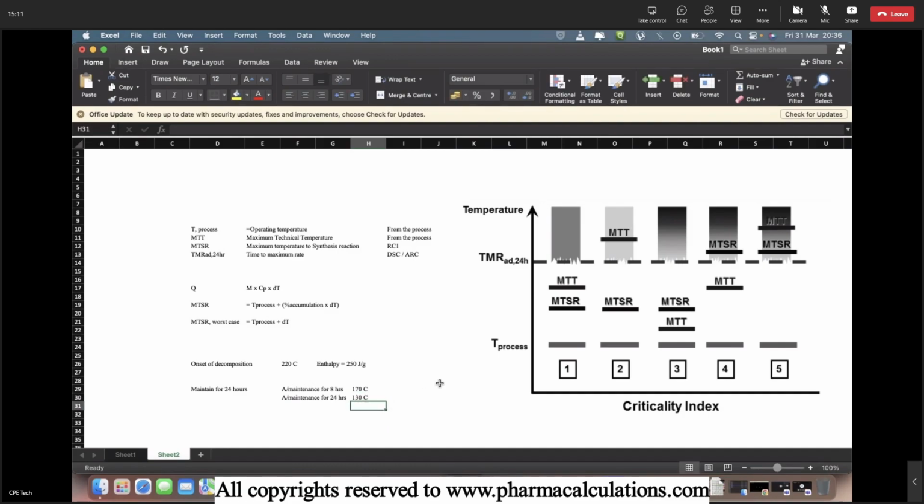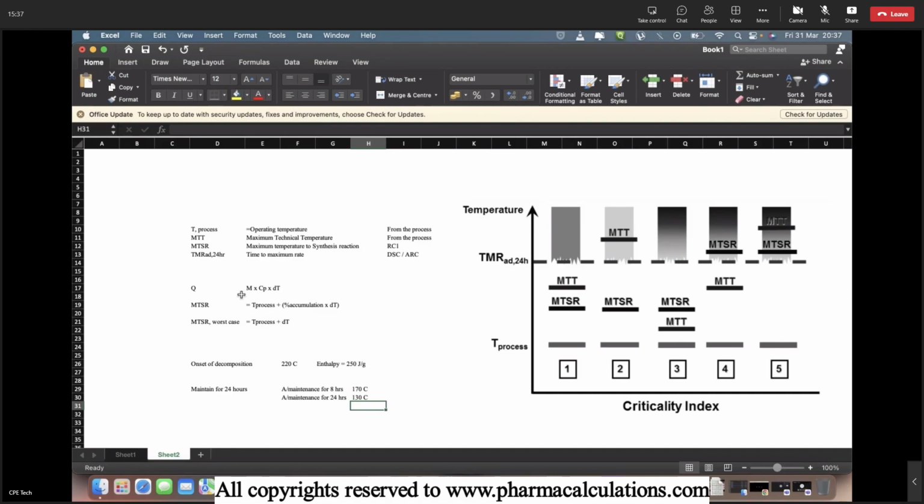That means whenever you maintain the reaction mass for prolonged hours, the onset of decomposition moves towards the left side. That means the onset will reduce. So initially the onset is observed at 220 degrees, after 8 hours of maintenance the onset is observed at 170 degrees, and after maintaining the same reaction mass for 24 hours, the onset is observed at 130 degrees. That means the onset is getting reduced.